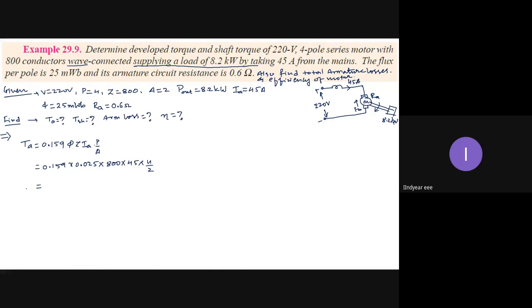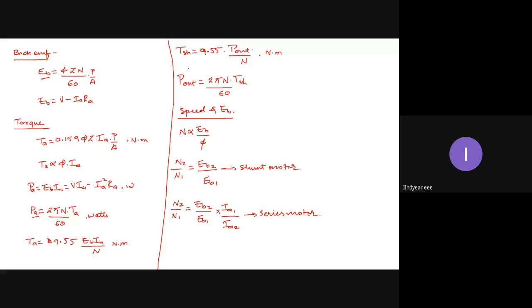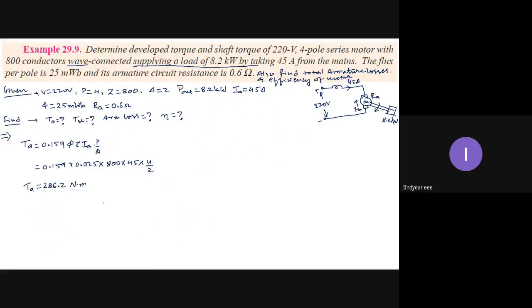Anybody, if you have calculated? 286.2 Newton meter. Now, TSH is also very easy to find out because output power is known. So go back to the formula sheet here. TSH is equal to 9.55 P out by N. So I have to find out speed here by finding out back EMF. Next is TSH. So this is the first point, that is over.